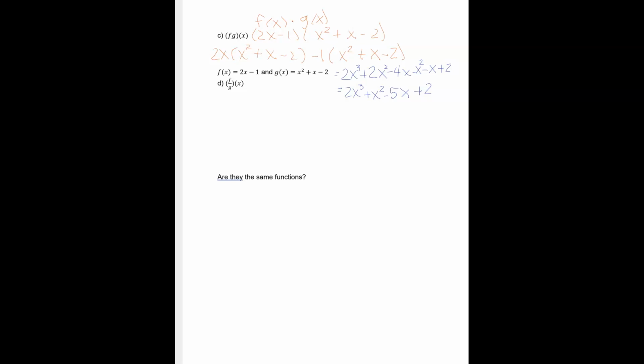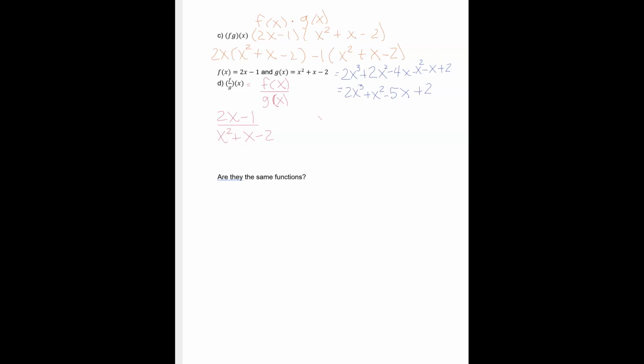Now let's do pink and do D, okay? Okay, so D, we're going to do, again, the definition. So it's going to be f of x over g of x. It's supposed to be a parenthesis. Okay, so our f of x again is going to be 2x minus 1 over x squared plus x minus 2. Okay, so we have to see if this, once this factors, if there's anything that cancels.